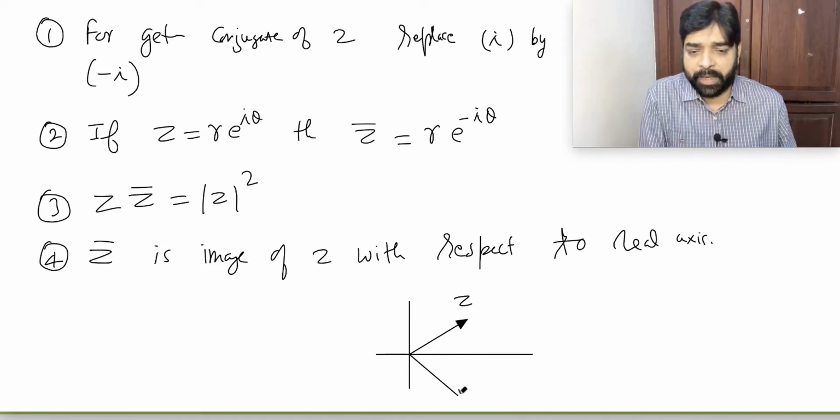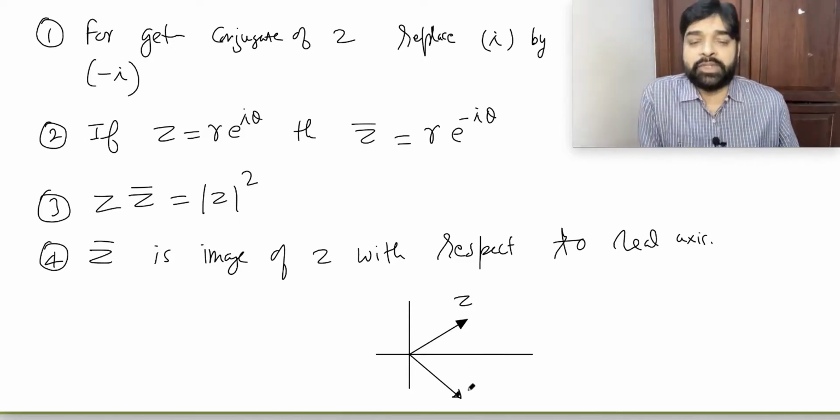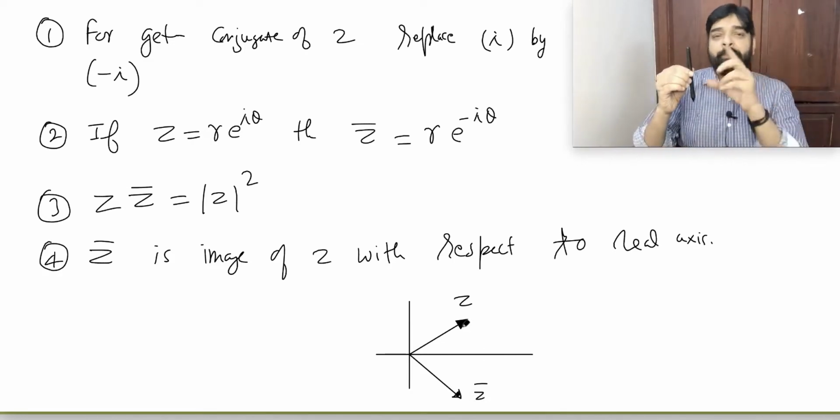Something like this will come, the arrow is not coming. Sometimes this computer will make an arrow, sometimes it will not. So this will be z bar. Understood the point? It means it's a mirror image. So think carefully. If you take the mirror image of this pen, the size of the pen will remain the same.